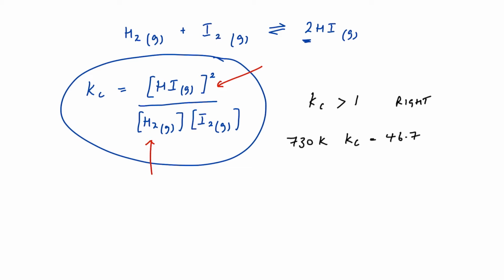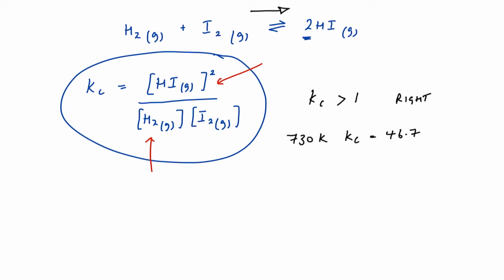So that means that, to all intents and purposes, our reaction has gone to completion. The position of equilibrium lies so strongly to the right that there's virtually no hydrogen or iodine in our equilibrium mixture. Conversely, if Kc is less than 1, then that must mean that the concentration of reactants, the bottom number, is bigger than the concentration of the products, the top number. So, position of equilibrium must lie to the left.